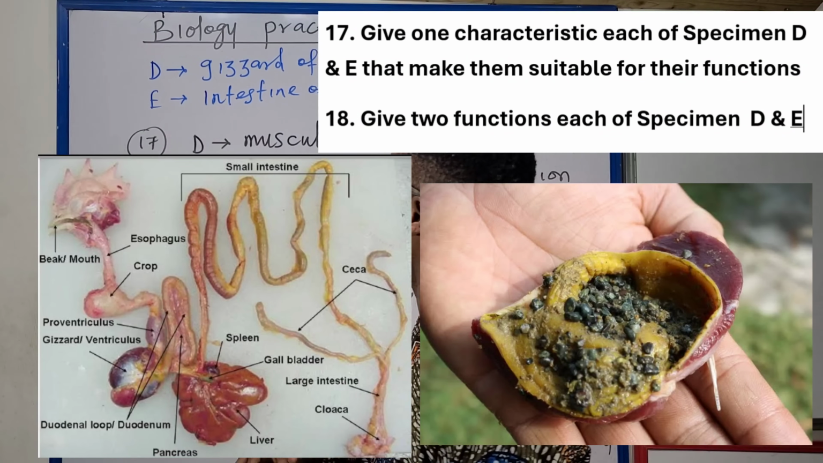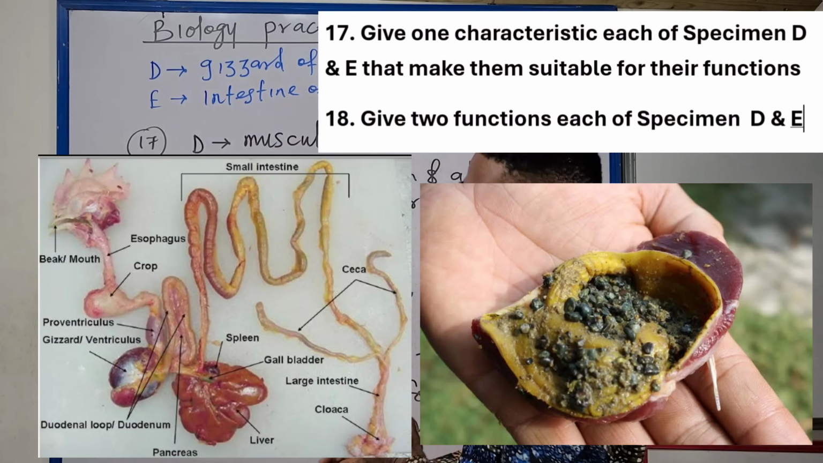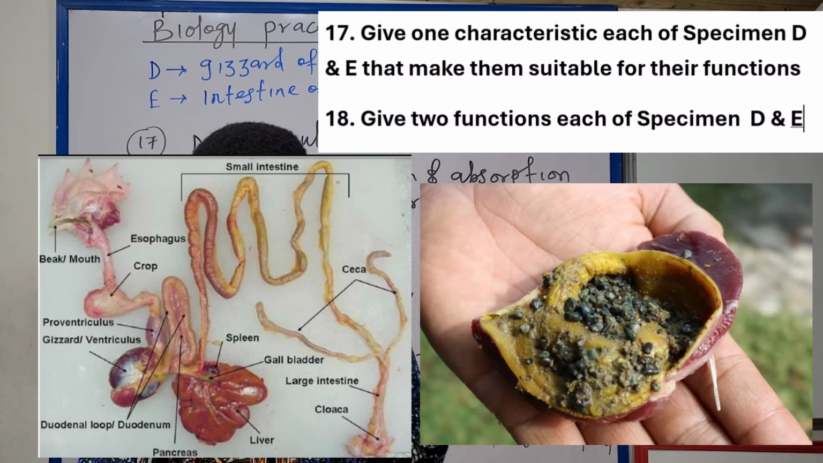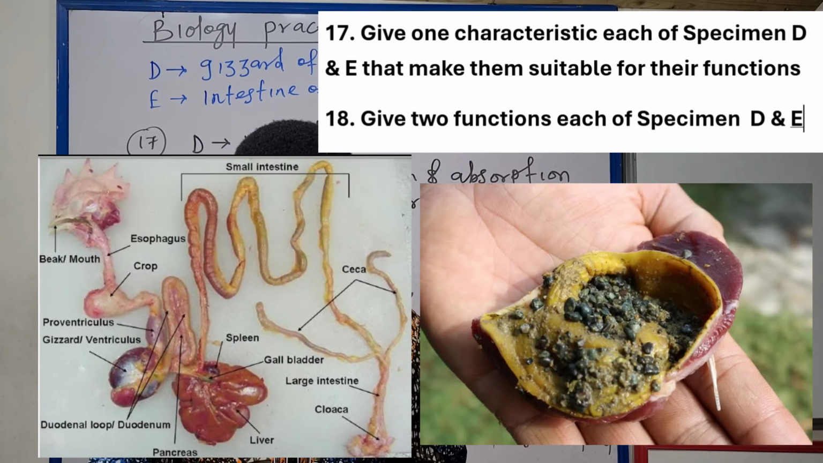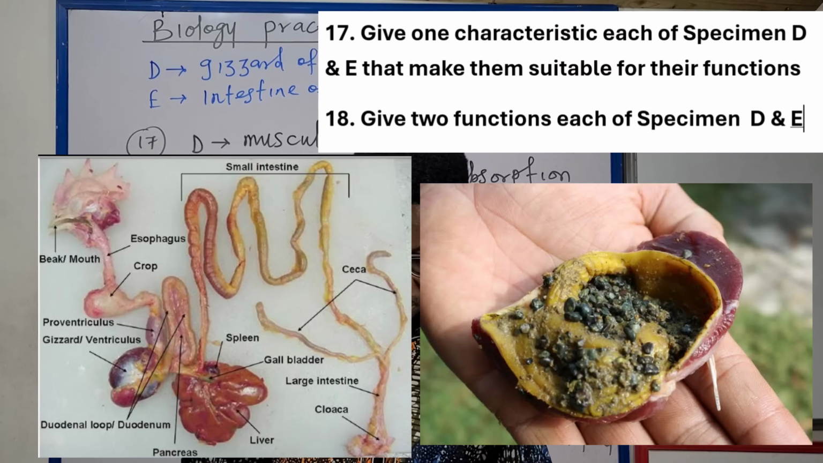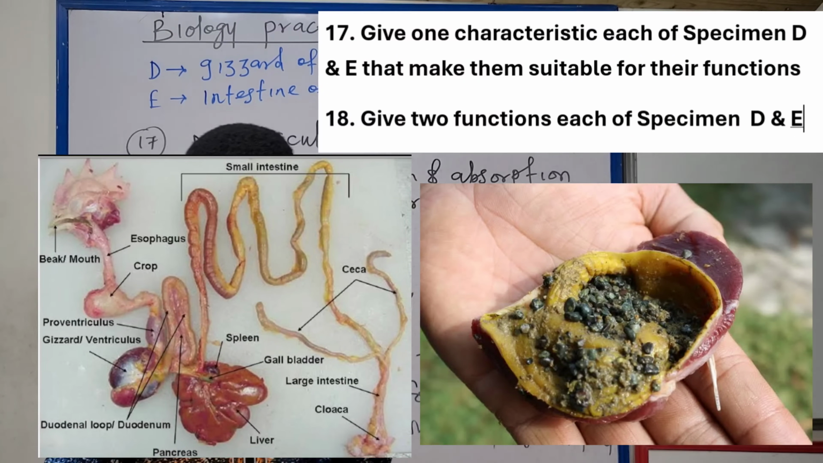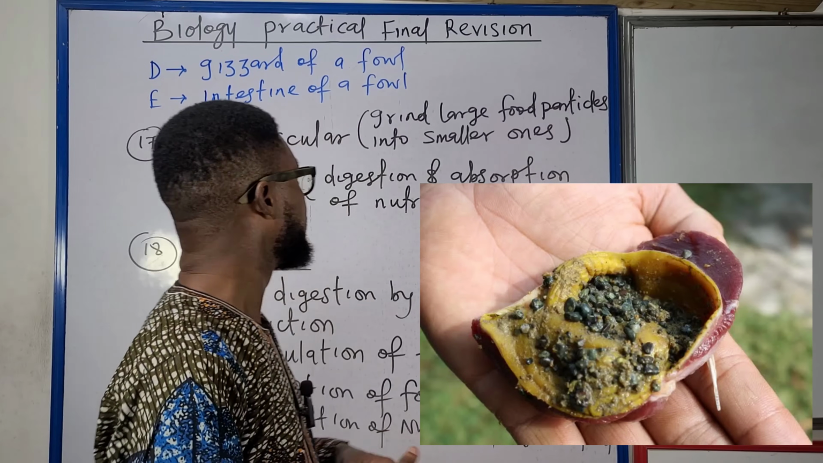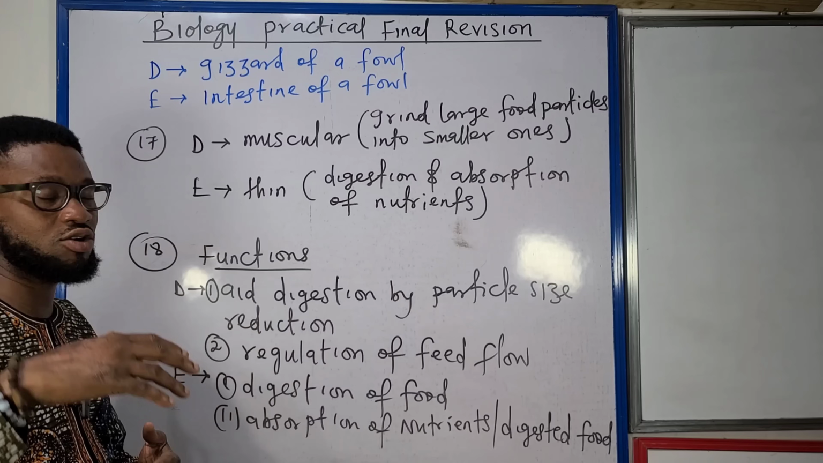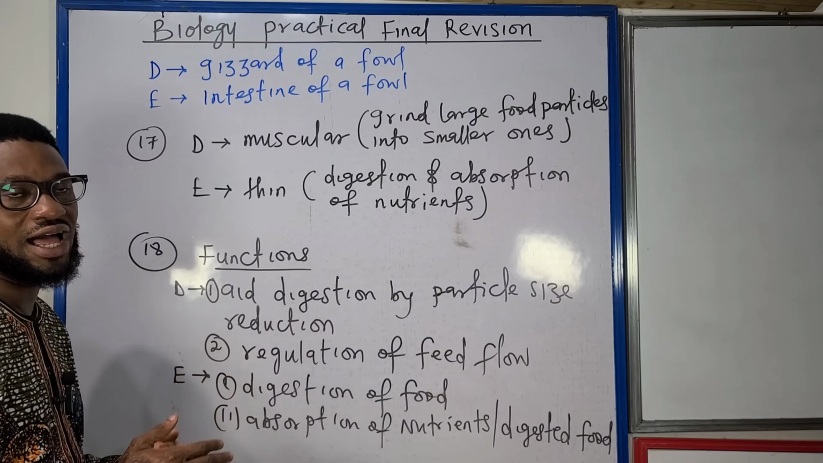This here talks about specimen D and specimen E. Of course, specimen D is a gizzard of a fowl. Specimen E is intestine of a fowl. So in question 17, we were told to give one characteristic or feature each of D and E that make them suitable for their function. So what makes the gizzard suitable for its function, and what makes the intestine of a fowl suitable for its function? Talking about the gizzard, as you can see on your screen, the gizzard is actually muscular.